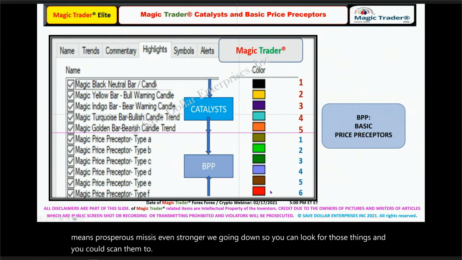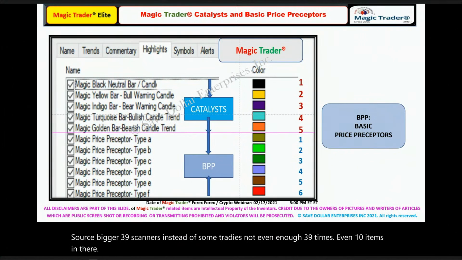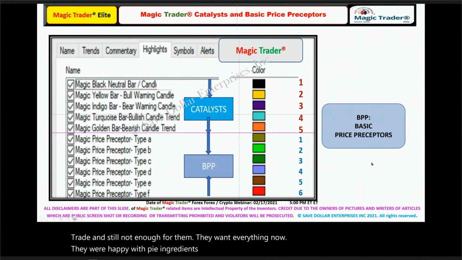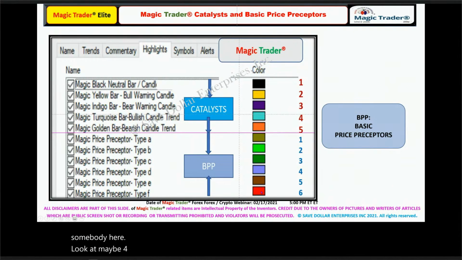So we give 39 scanners, and for some traders it's still not enough. 39 times even 10 items in there, 390 ways you could trade, and it's still not enough for them. They want everything now. They were happy with 5 ingredients. Now they have become PhDs in that. We have somebody here who looks at maybe 500 charts every day, and that trader wants everything.